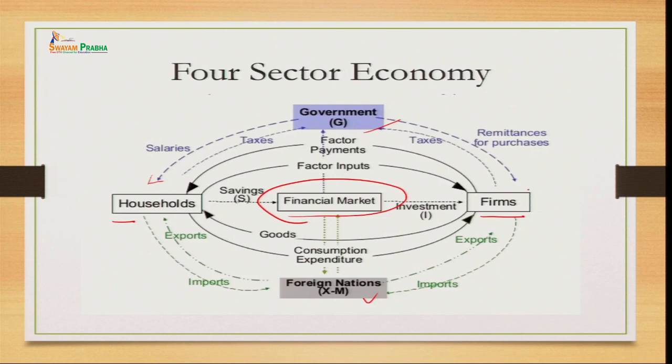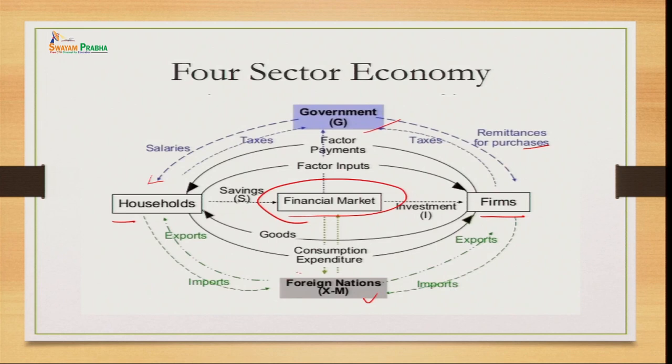Same case if you talk about firms, right? Government people are providing remittance on purchases. They are providing subsidies to the firm for the growth and development of the firm and the growth and development of the economy. So the subsidies which are being provided by the government to the firm will come from the government to the firm, and again, whatever goods and services they are producing, they need to pay taxes to the government for the same, right?